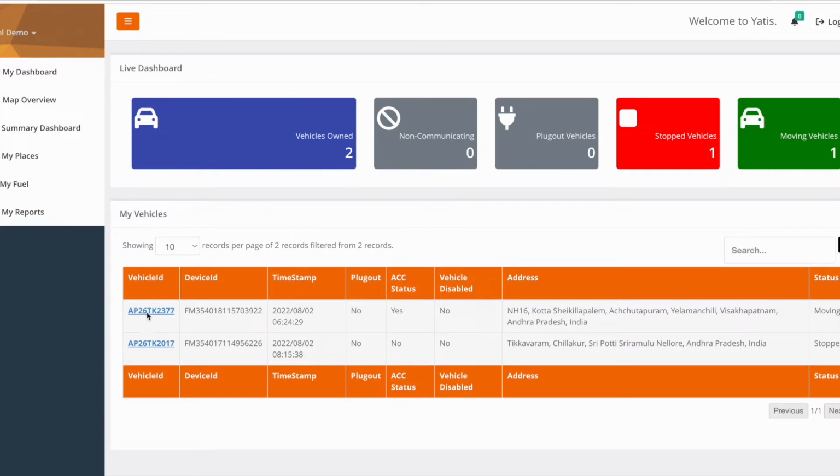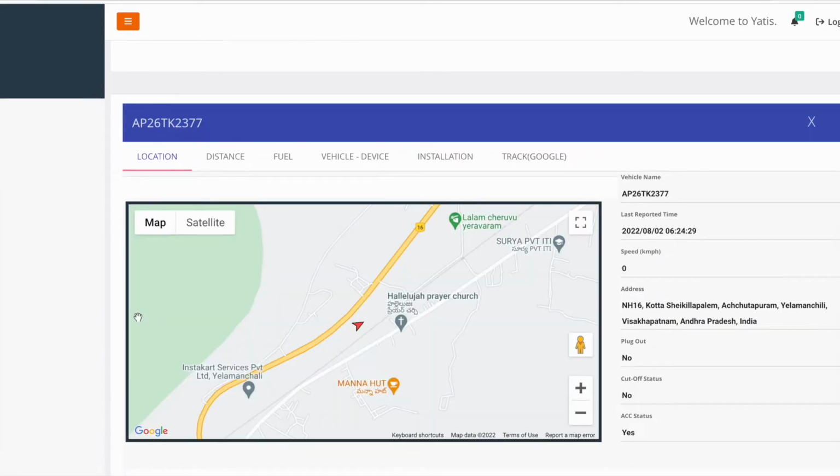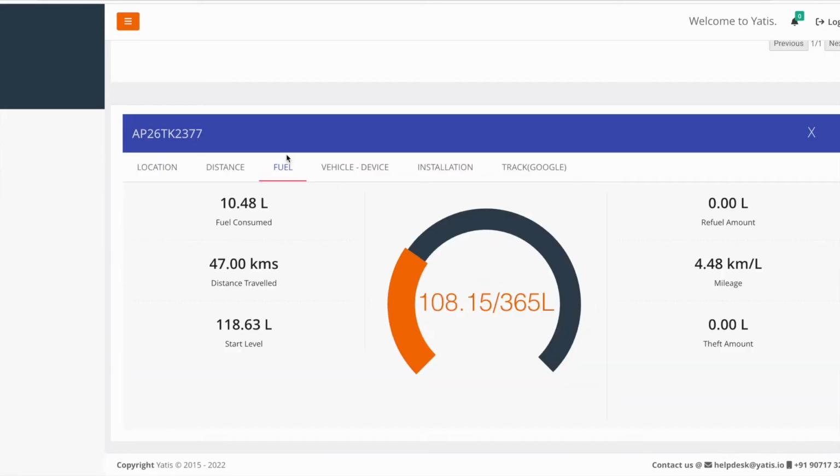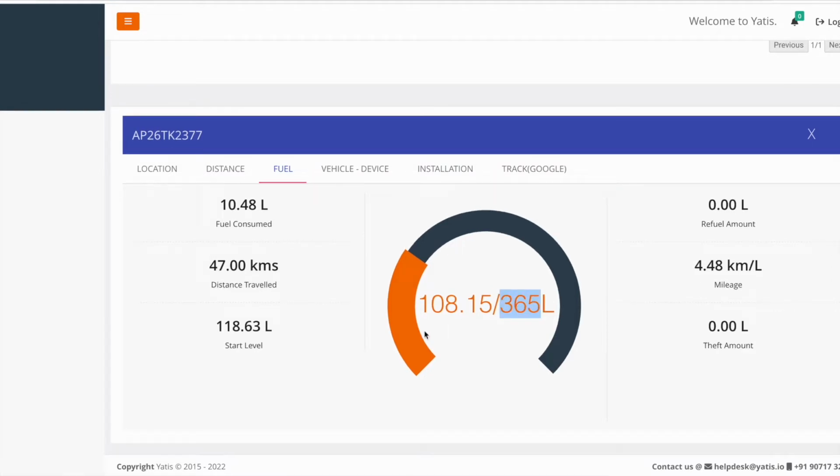On the dashboard, if you click the vehicle name, you get a breakout which also shows the fuel levels and the basic parameters for today. So what you can see is that today the vehicle consumed 10.48 liters of fuel. It traveled 47 kilometers. The start level at the beginning was 118.63 and right now it is 108.15. The total capacity of this fuel tank is 365 liters, which you can see very intuitively with this gauge. This is the estimated mileage and there is no theft or refueling event today.